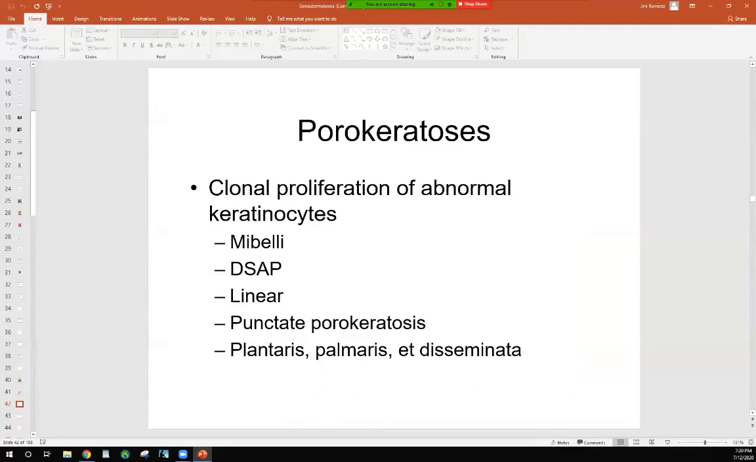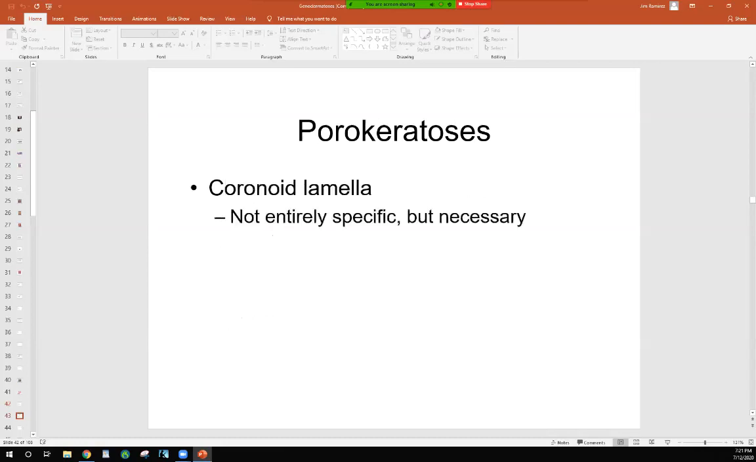All right, we'll move on to the porokeratoses. Another pattern, we talked about patterns, the epidermolytic hyperkeratosis pattern. Now we're talking about the porokeratosis pattern, because this is also a pattern that you will see and will probably be asked about at some point. You want to recognize that pattern because it can correlate to many things. It's actually a clonal proliferation of abnormal keratinocytes. You have the different conditions for porokeratosis: the Mibelli, the DSAP, disseminated superficial actinic, linear, punctate porokeratosis, which I just briefly talked about, plantaris, palmaris, and disseminata.